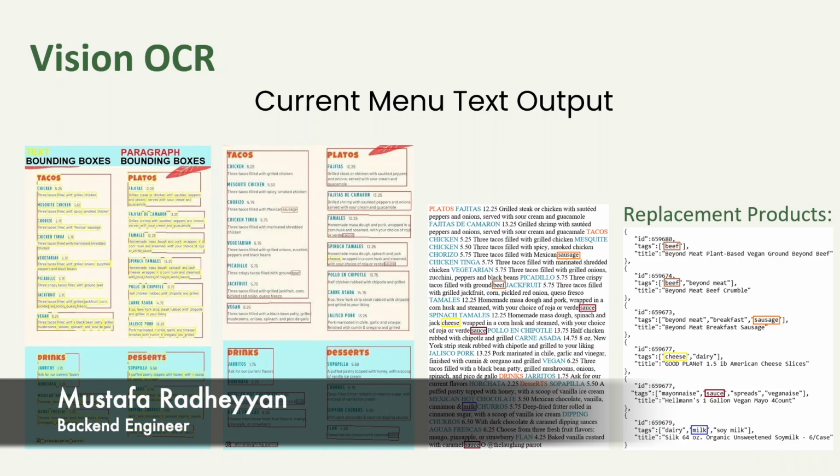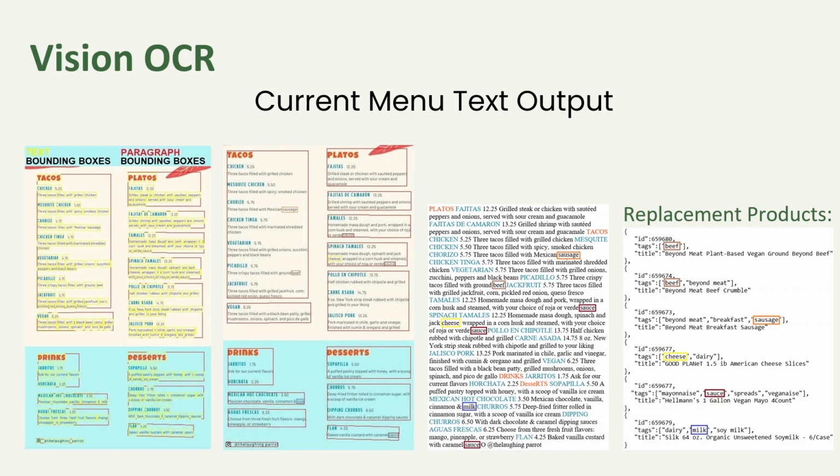Our current text detection algorithm uses the text and paragraph bounding boxes that are output from Google Cloud Vision OCR. The text is sequentially parsed from each of the paragraph bounding boxes. If a large portion of the text is misspelled, then the text is corrected using spell check. The text is scanned for food tag keywords, which then correspond to replacement products for our customers.